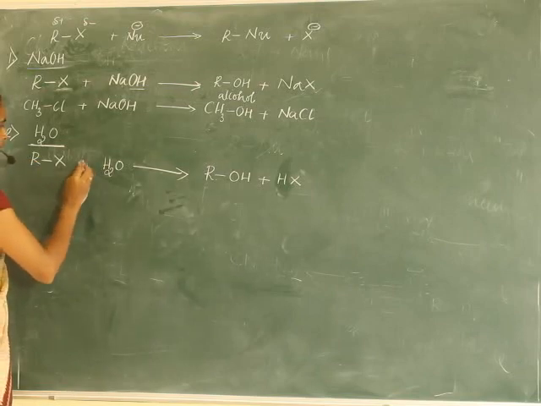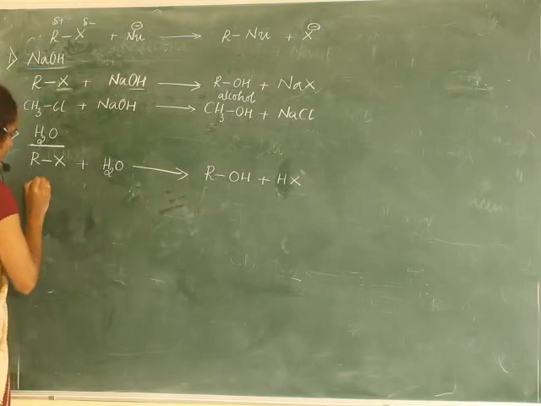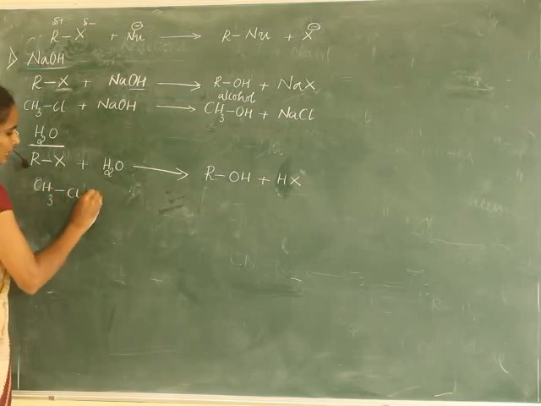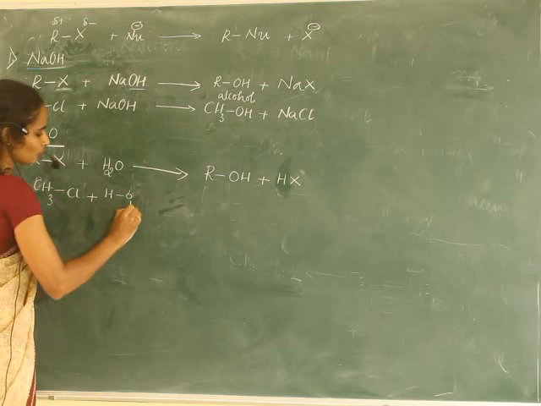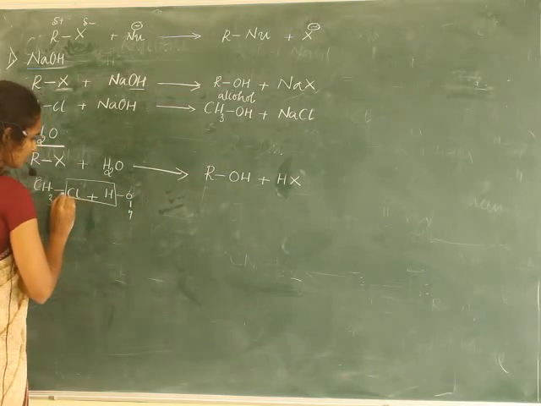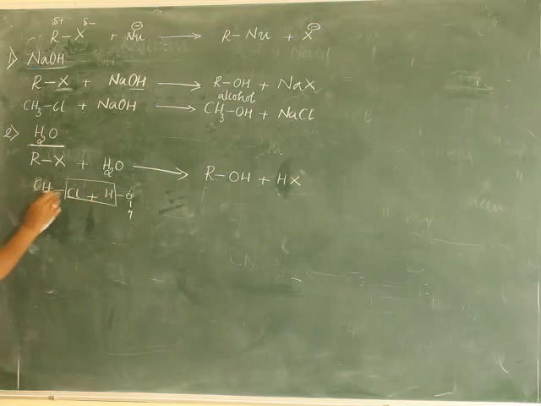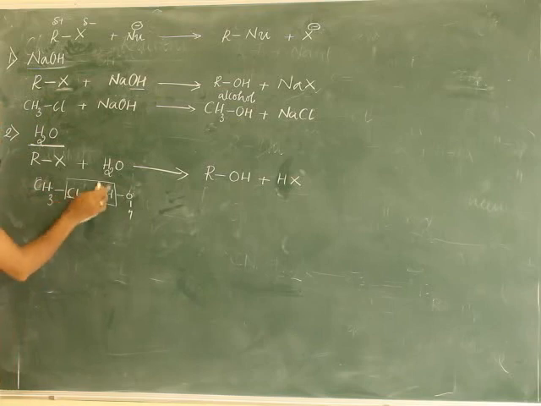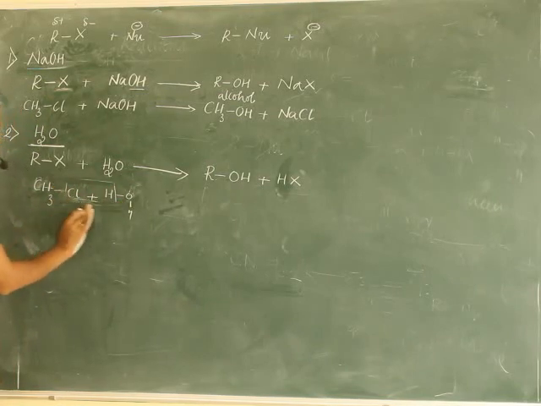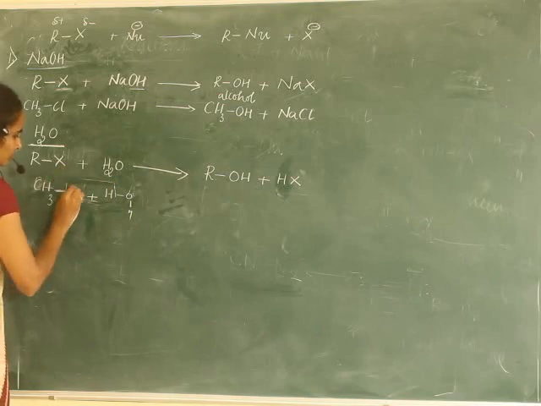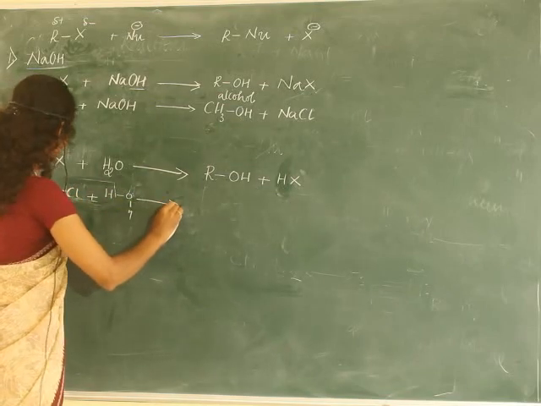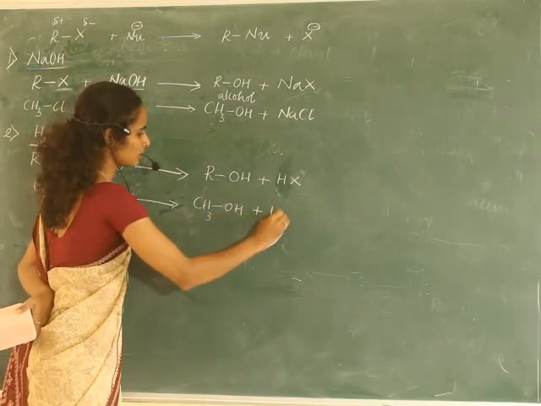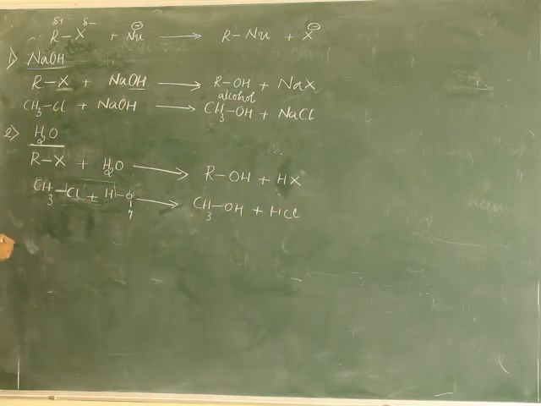For example, we'll take methyl chloride reacts with water, H2O. It's one and the same, right? CH3Cl, here the OH group replaces the Cl. Remaining is HCl. Like this, you can write the product. That is, product is CH3OH plus HCl. Hope it is clear for you.